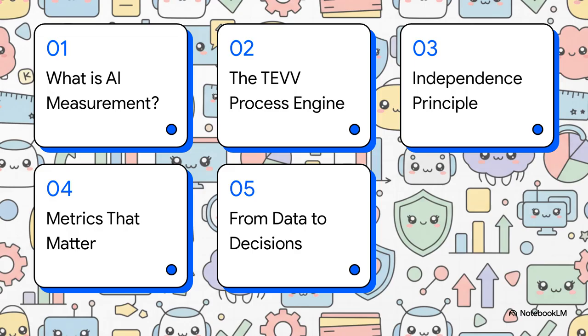All right, let's get into it. First, we're going to see where the measure function fits into the whole framework. Then we'll dig into something called TEV. That's the core process that really makes it all tick. We'll also cover a golden rule about who does the measuring, which is super important. Then we get to the fun stuff, the specific metrics you'd actually want on your dashboard. And finally, we'll connect the dots and see how all this data drives real-world decisions.